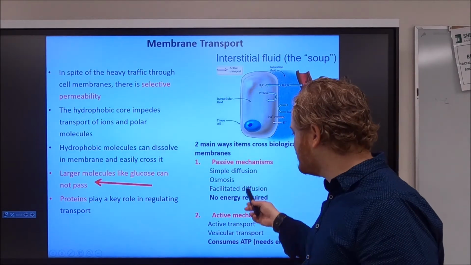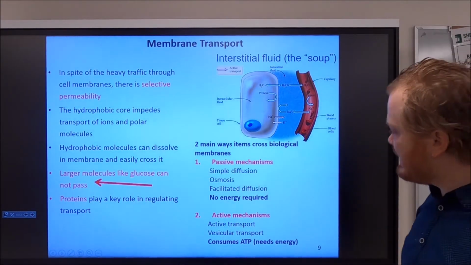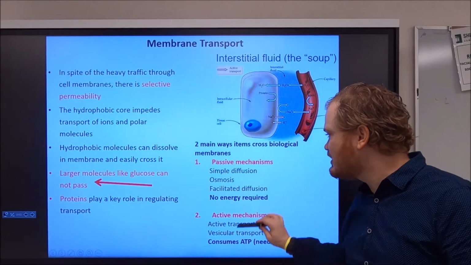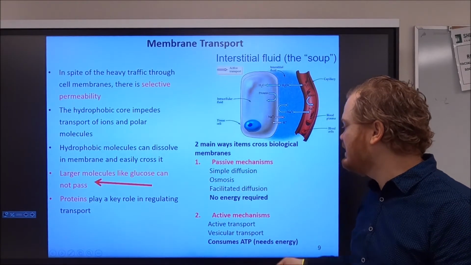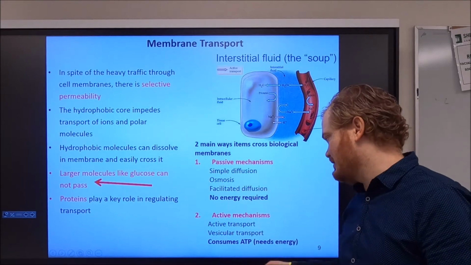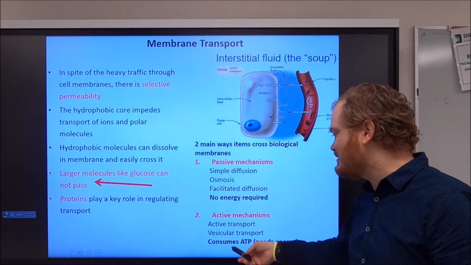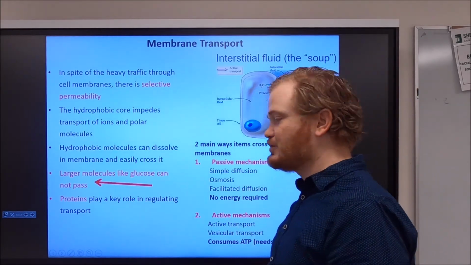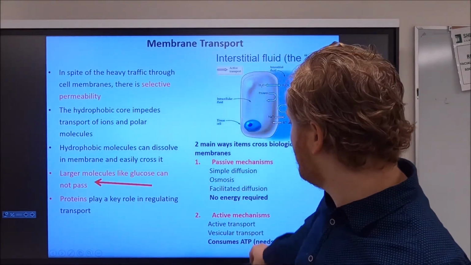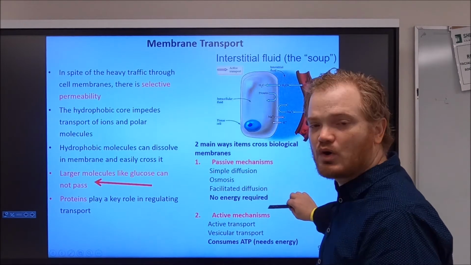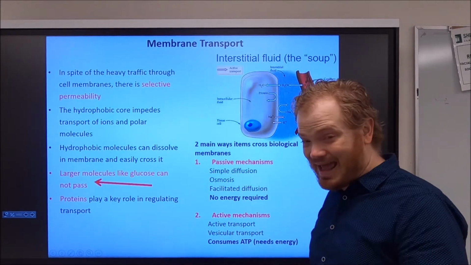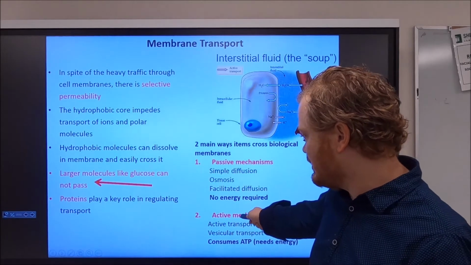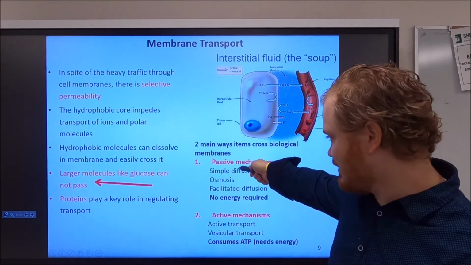And with that in mind, there are two forms of discussion that we need to have here. This is going to be on the subject of passive mechanisms like osmosis and diffusion, and then active mechanisms, like active transport and vesicular transport. The variation here is that if it's a passive mechanism, it doesn't require energy, whereas if it's active transport, it's energy requiring. So you have to have ATP to run this. This just happens naturally.